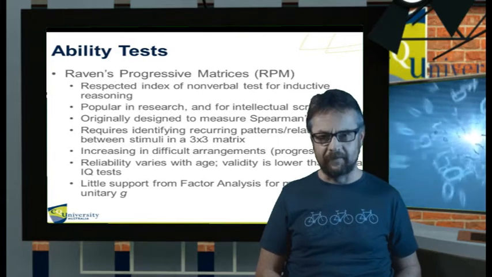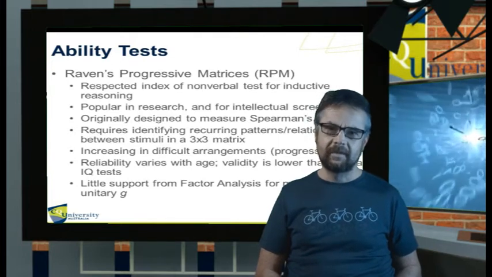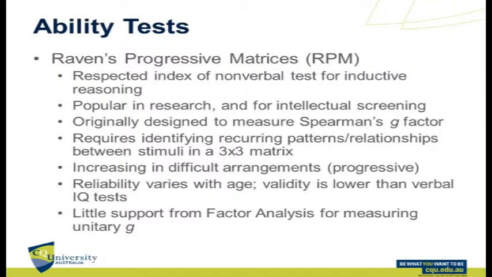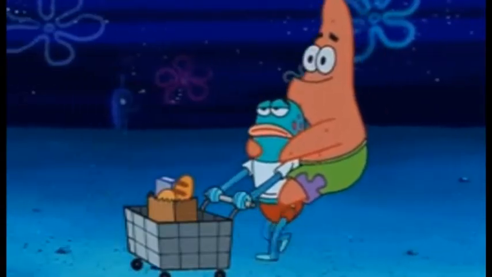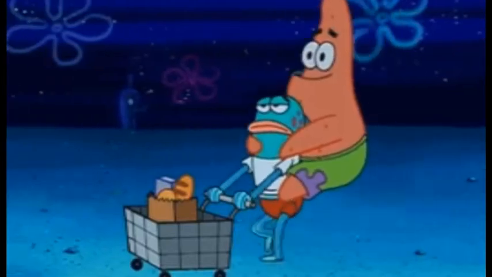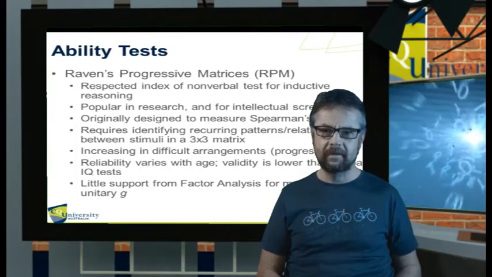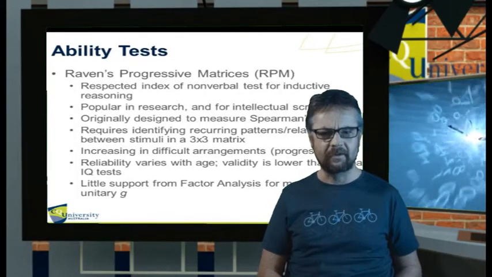This is John Raven. Now, originally, this was designed to measure Spearman's G factor. Remember that? It's become a very popular test, probably because it's piggybacked on this G factor, which has also been a very popular theory. So this has become a very popular test for screening intellect. And again, this is one for children, this time 5 to 11-year-olds. Notice how much testing psychology is doing of children.